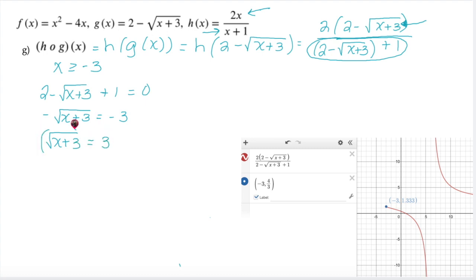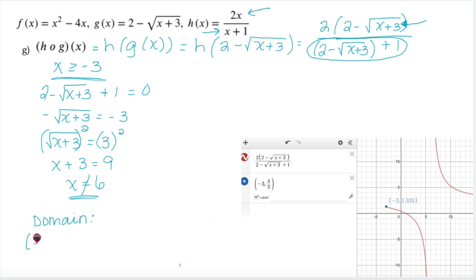Square both sides so that we can undo the square root. x plus 3 is 9, and then subtract so x is equal to 6. We know that it should not equal 6 though, because it would give us a 0 in the denominator. So when I'm looking at our two conditions here, we can start for our domain.